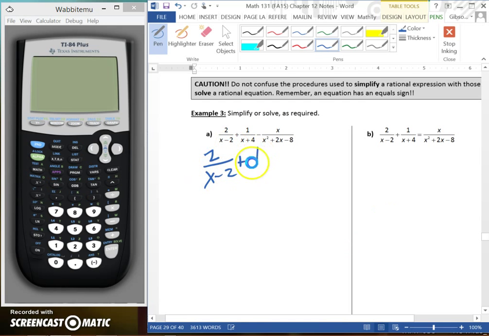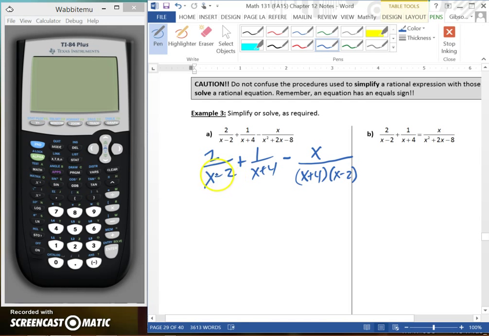Now the first two terms, their denominators, are already factored. Now, for the last term, x squared plus 2x minus 8, this factors to x plus 4 and x minus 2. Now we look at all of these denominators. We're trying to find a common denominator. If you notice, this last denominator has everything, the x plus 4 and x minus 2.